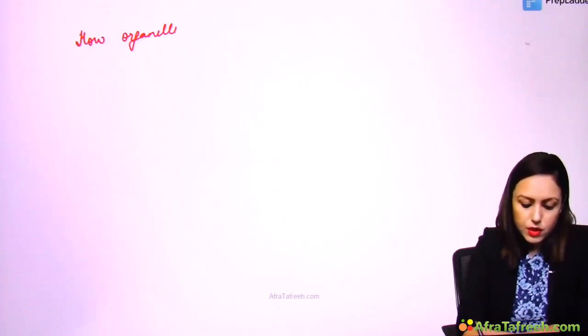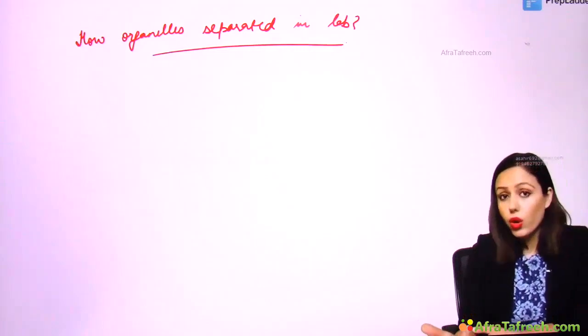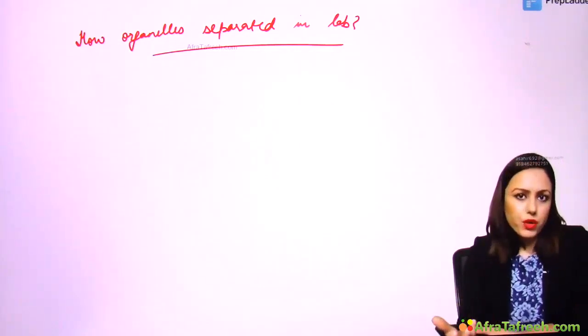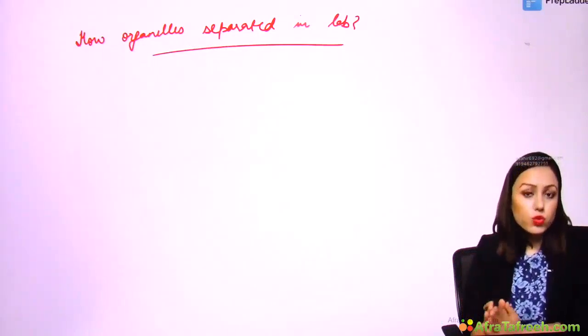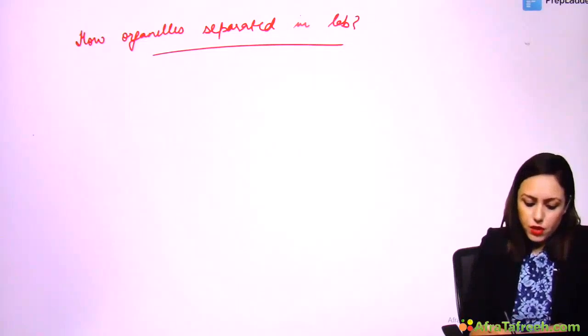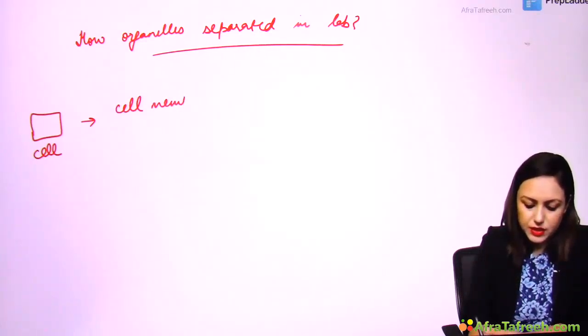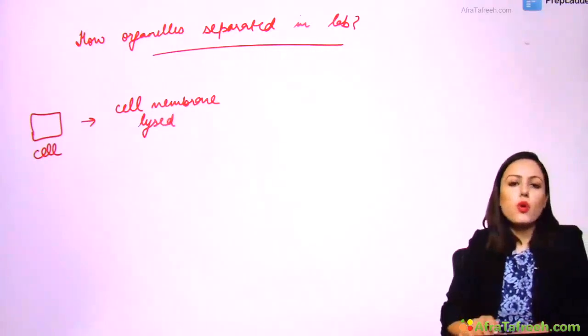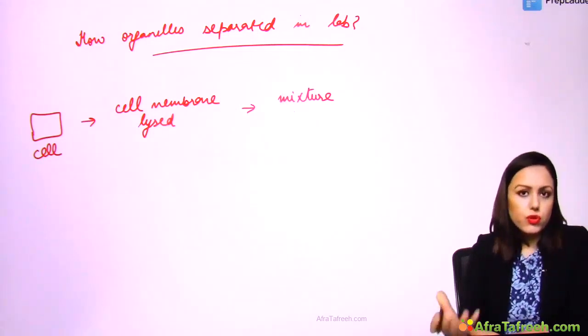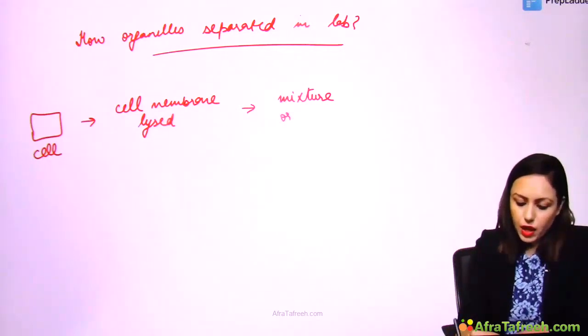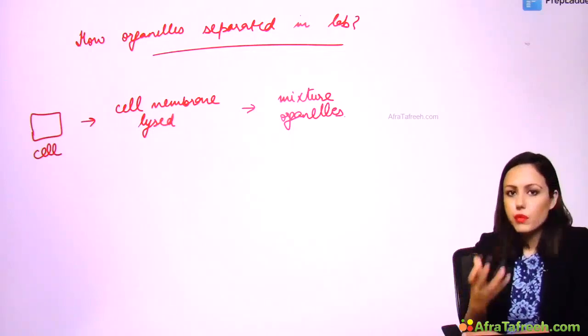Now let's see how organelles are separated in lab, because normally all organelles are present inside the cell, right? So how will we separate all the organelles? And because we need to understand the organelles, we need to see them in microscope, and we need to further do the experiments. So how that process is done: first a cell is taken, then the cell membrane is lysed. Cell membrane lysed mechanically or with the help of some chemical. When the cell membrane is lysed, then we get a homogenized mixture of the gel-like material of cytoplasm and the organelles suspended in it. So we get mixture of organelles.